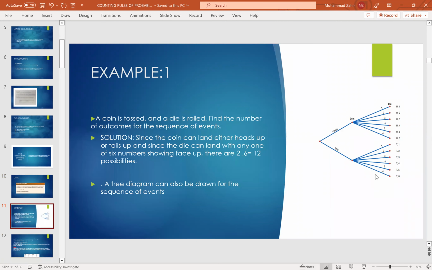For example, a coin is tossed and a die is rolled. Find the number of outcomes for the sequence of events. So the solution: since the coin can land either heads up or tails up, and the die can land with only 1 to 6 numbers showing face up, there are 2 times 6, which means 2 multiplied by 6, 12 possibilities. A tree diagram can also be drawn for the sequence of events. You can see if I toss a coin, head and tail, then the die has a further 6 outcomes each, and a total of 12 possibilities.